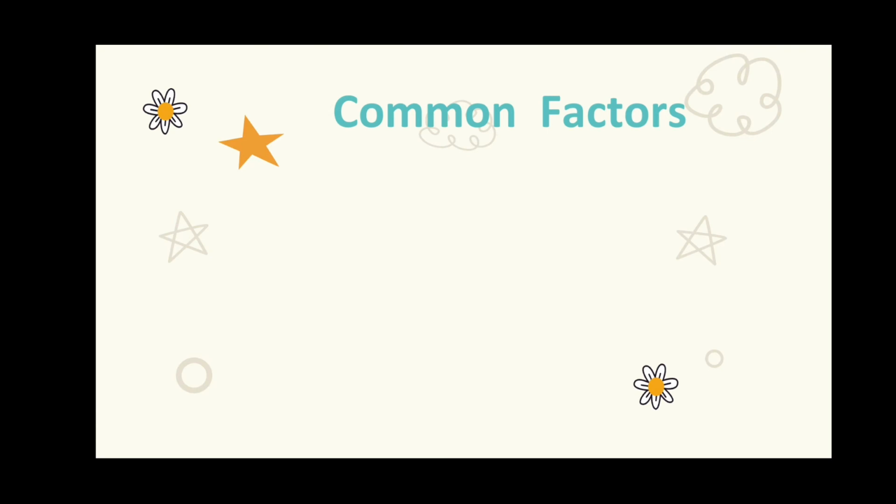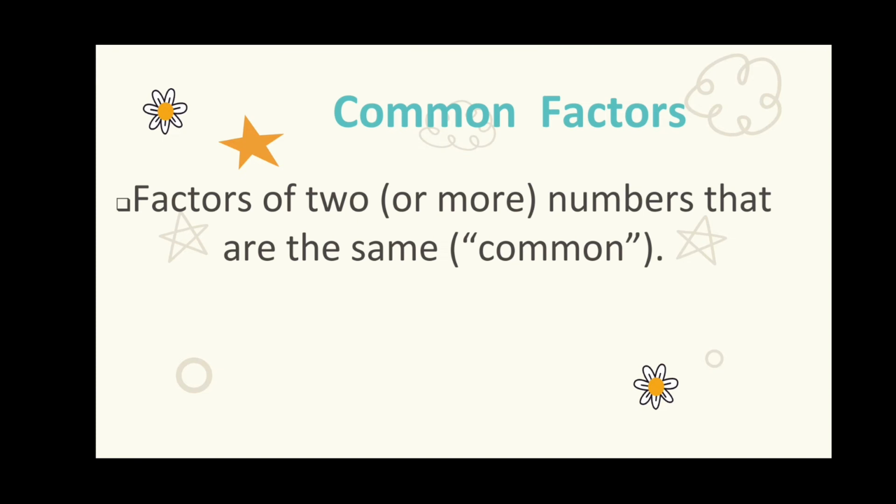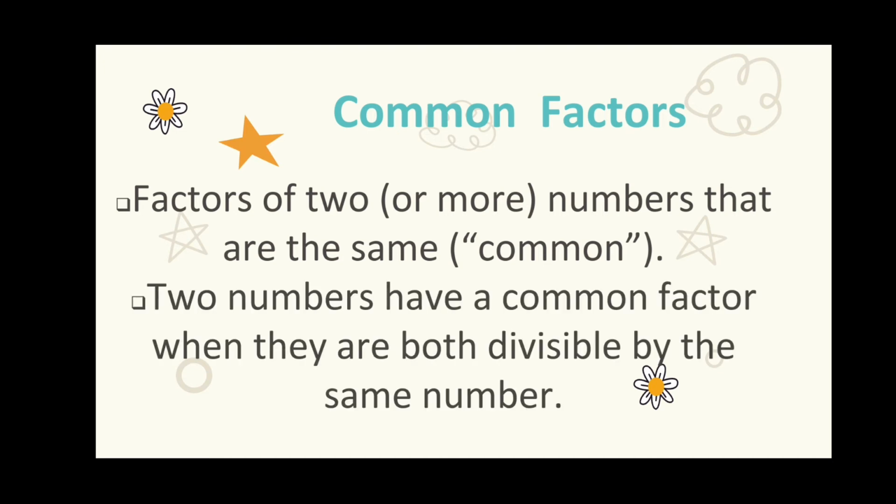The first term is common factors. So dun sa last topic ko, na-discuss ko na kung ano ang factor. Ngayon, pag sinabi natin common factors, those are factors of 2 or more numbers that are the same. So kung merong dalawa or mas mahigit pa na number at meron silang mga factors, yung mga parehong factor, yun ay tinatawag natin na common factors. Two numbers have a common factor when they are both divisible by the same number.